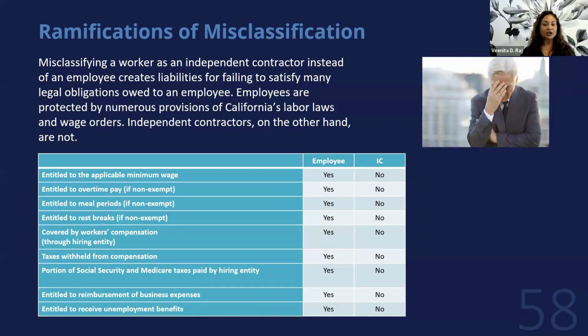And then, if there is a misclassification, there are significant penalties for an employer. If you misclassify an employee as an independent contractor, you didn't pay workers' compensation benefits for them, and there are other wage and hour as well as tax and other benefits-related penalties that the employer may be subject to.